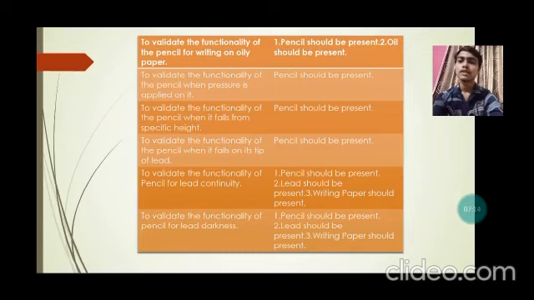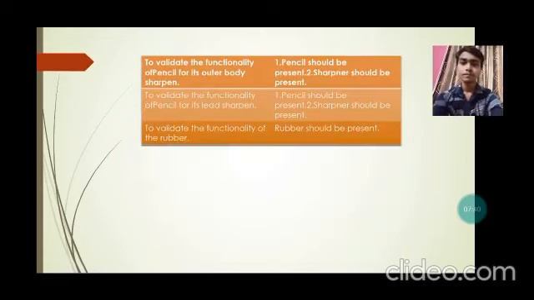To validate the functionality of the pencil when it falls on its lead tip, pencil should be present. To validate the functionality of the pencil for lead continuity, pencil should be present. Lead should be present. Writing paper should be present. To validate the functionality of the pencil for lead darkness, pencil should be present. Lead should be present. Writing paper should be present.